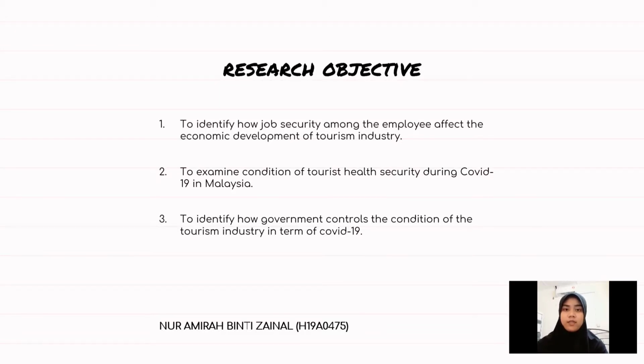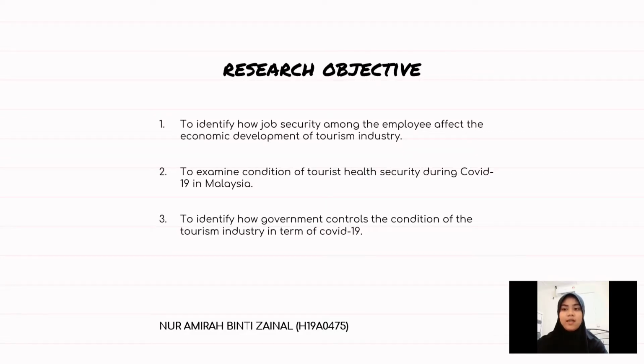The second objective is to examine the condition of tourist health security during COVID-19 in Malaysia. When COVID struck in our country, the tourists needed to do an inspection before travelling to avoid COVID-19 transmission.